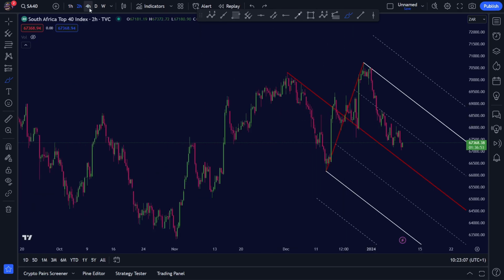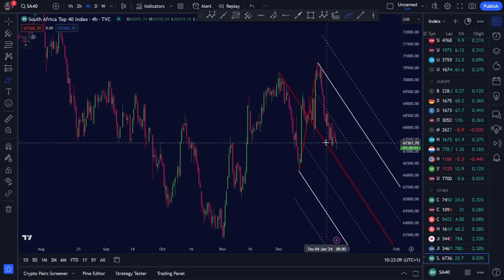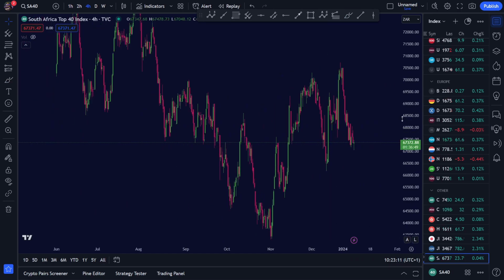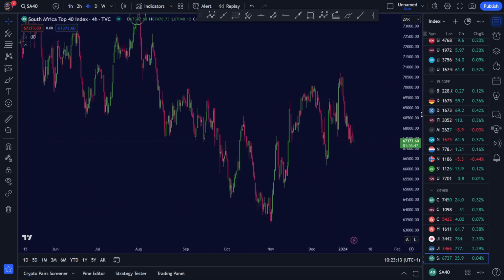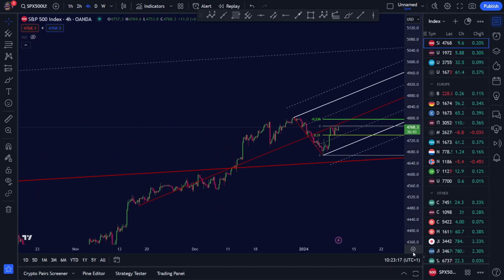So this is just the basics of Pitchforks. I just wanted to show you how powerful they can be to actually predict tops and bottoms when it comes to the crypto market, to all types of markets actually.